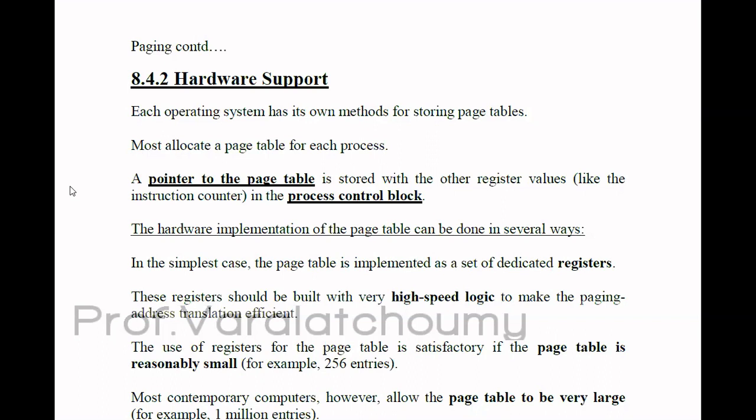With respect to the hardware support, every operating system has its own way of storing the page tables. Each operating system differs in the manner in which it creates the page table and stores it. Most operating systems allocate a page table for every process. For each and every process created, one page table is maintained by the operating system.